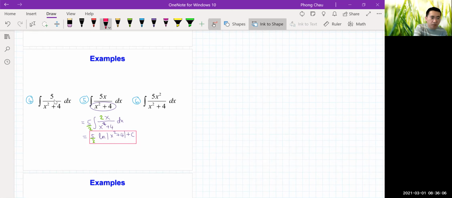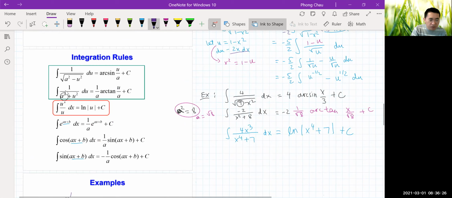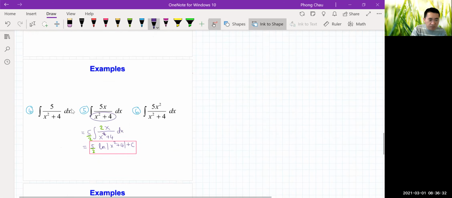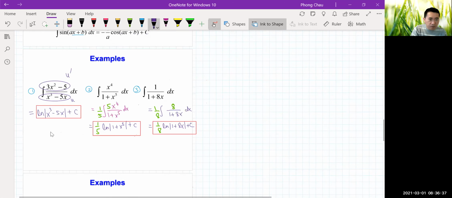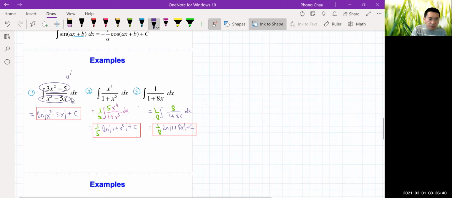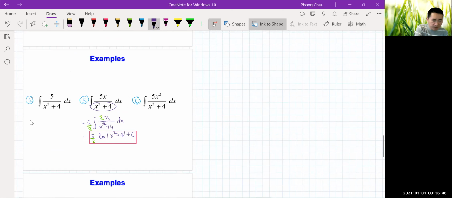Now, if you look back at number 4, how do we do number 4? For number 4, 5 over x squared plus 4, you see that's x squared, and that's 4, which is 2 squared. Does it look familiar? You see there's 1 over a squared plus u squared. So that formula is the one we're going to use here. It's x squared plus 4, not 4 plus x squared. This is the 1, and I have the 5, and I can always take that out. So basically, that is the arctangent rule.